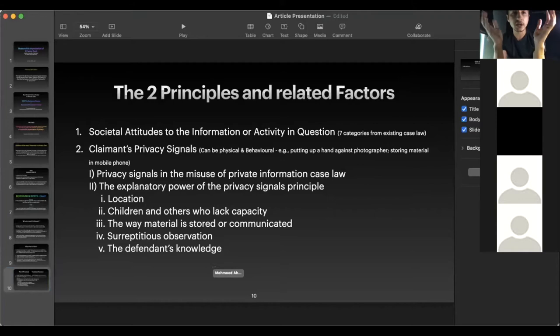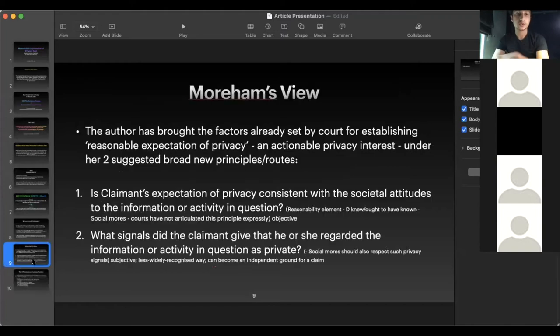So these seven categories she has given are general categories where the society would expect that privacy should be given to the person in question. The second is the claimant base. This is one which is less widely recognized by the courts.